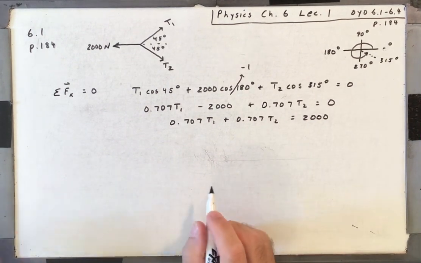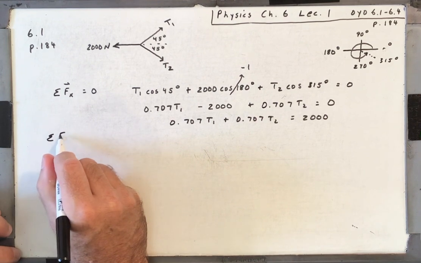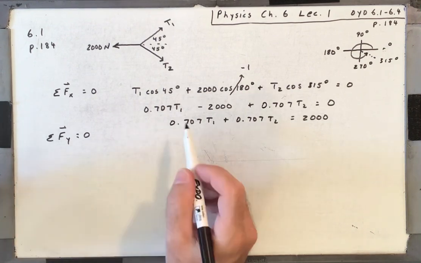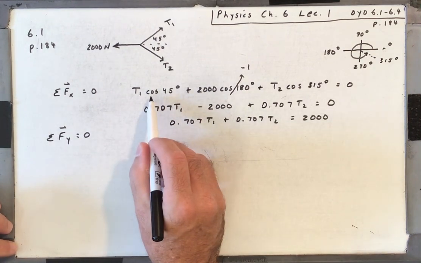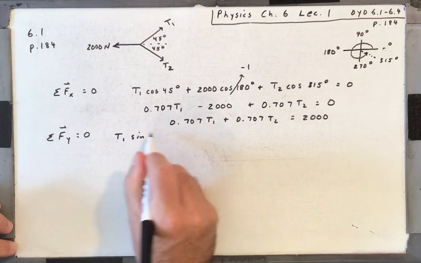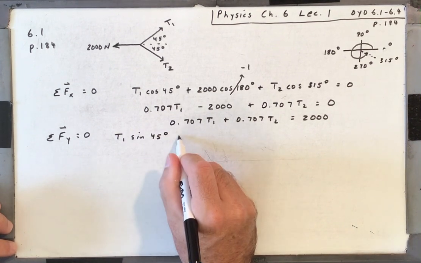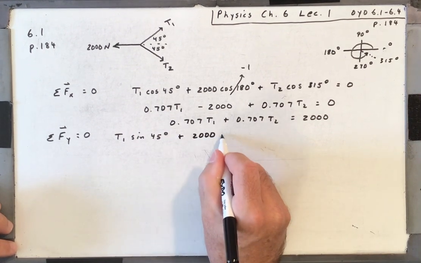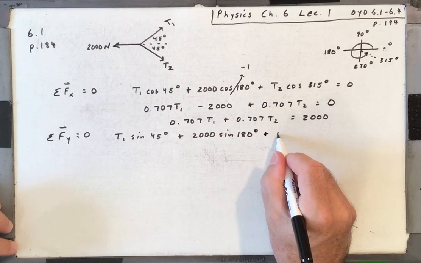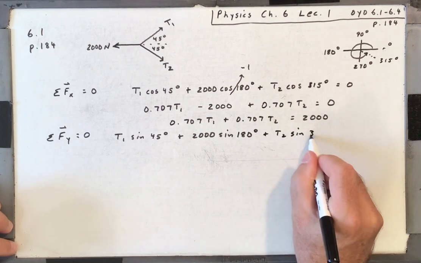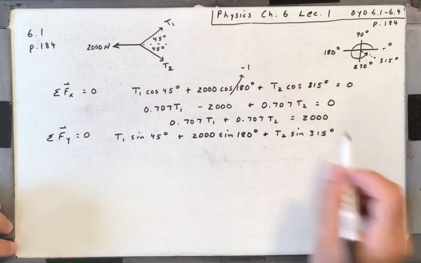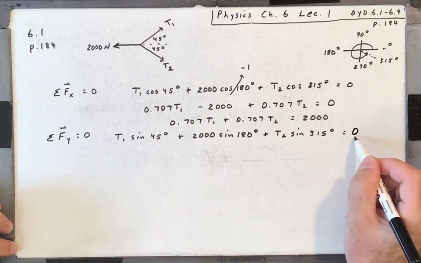Now let's analyze this thing in the y direction. We know it also has to be 0. Now, which trig function goes with y? Remember from chapter 2 and chapter 4, it's sine. So we'd have T1 sine 45 degrees plus 2,000 sine 180 degrees plus T2 sine 315 degrees. Again, we're just going around the horn. This time we're analyzing the forces in the y direction. Have to be equal to 0. If it's not equal to 0, they're moving.